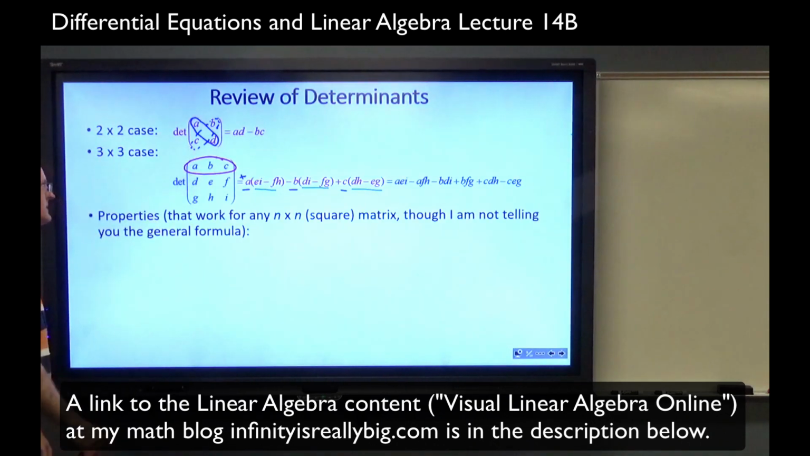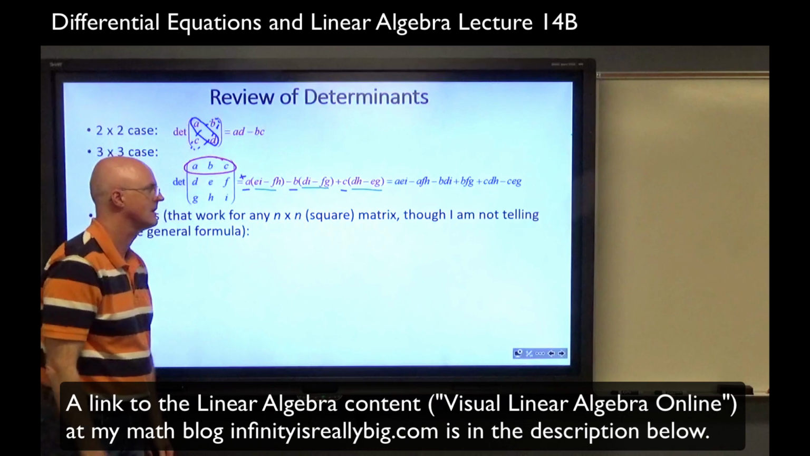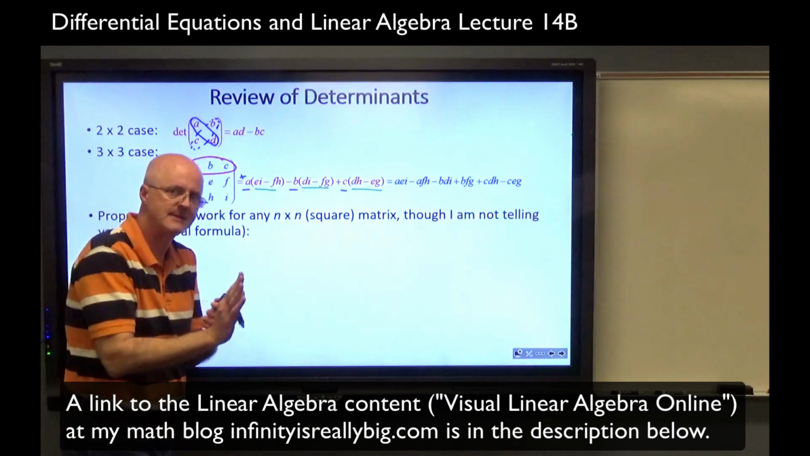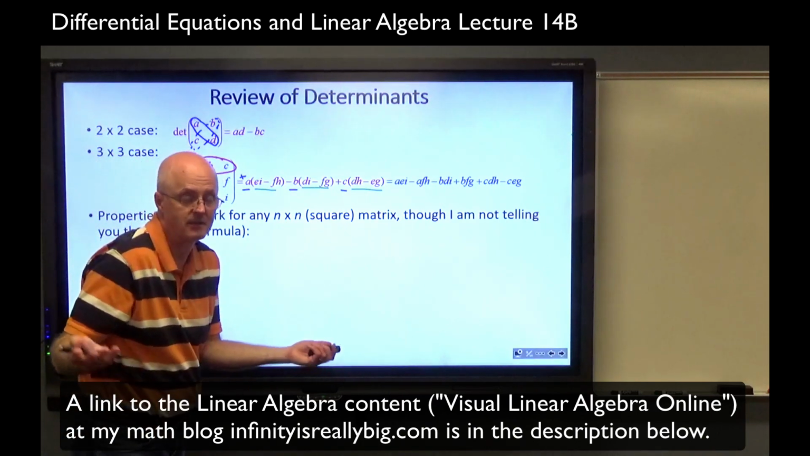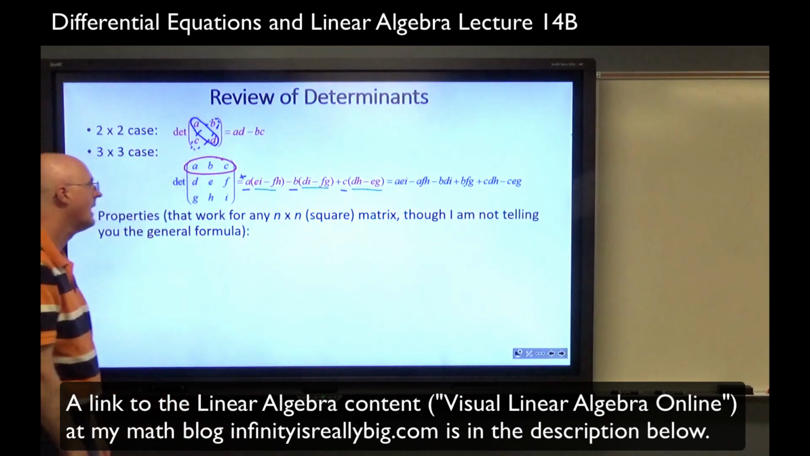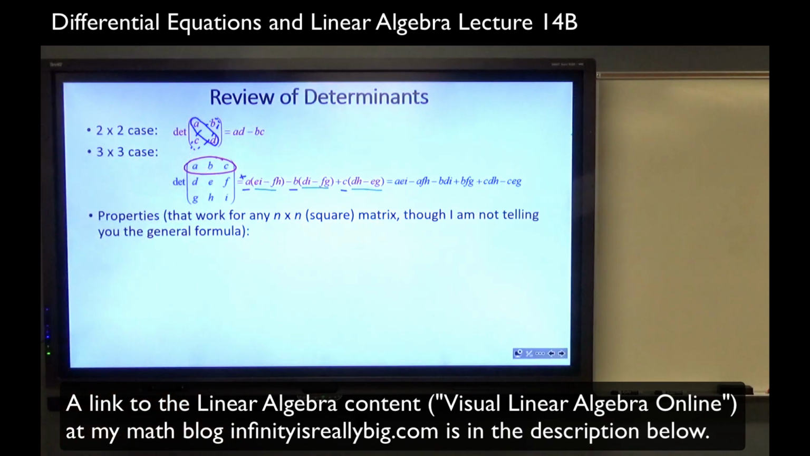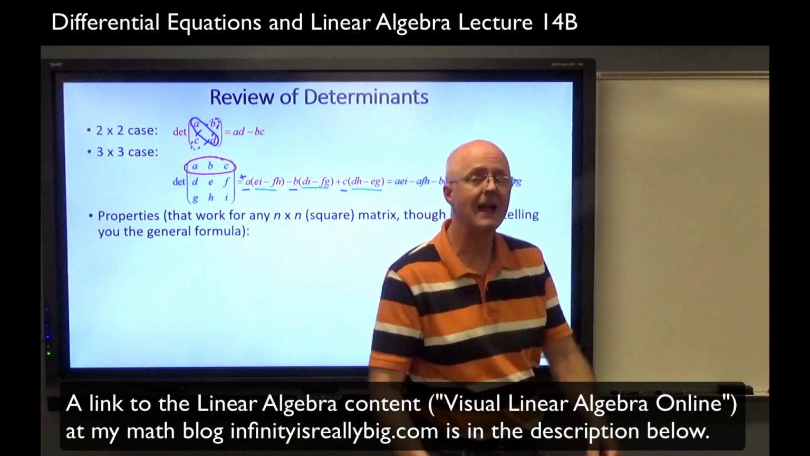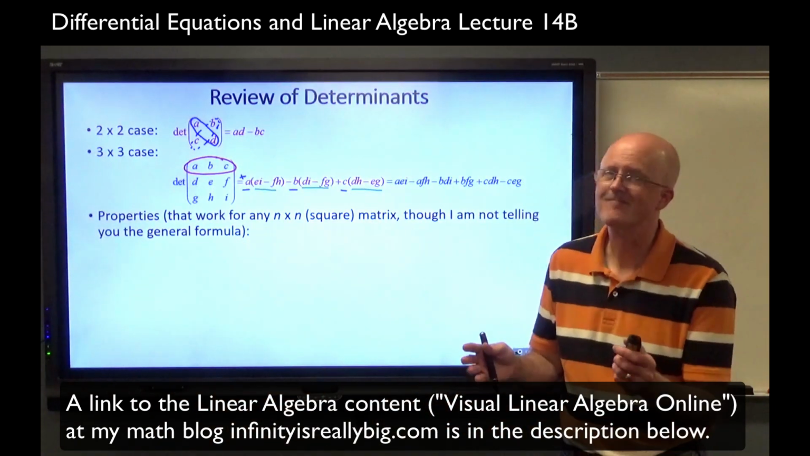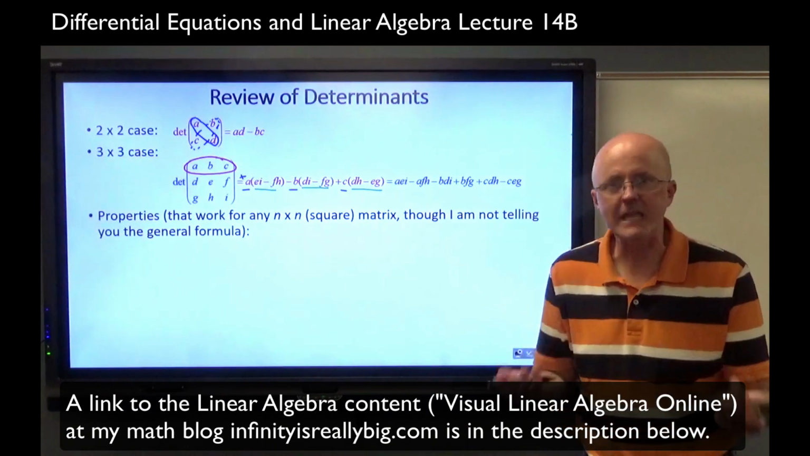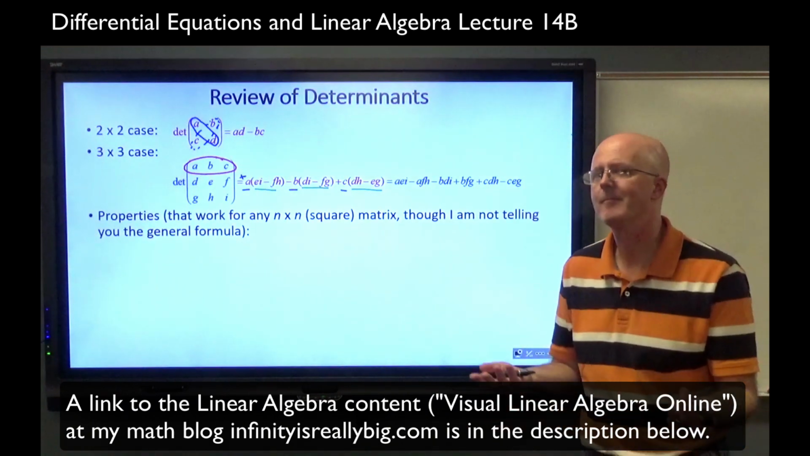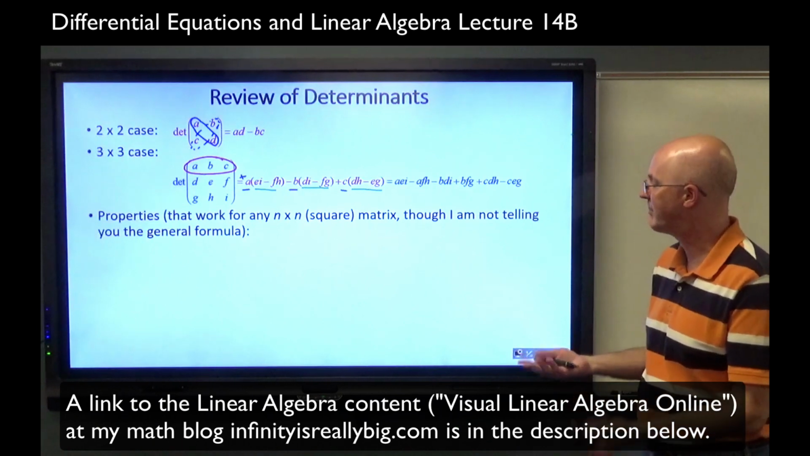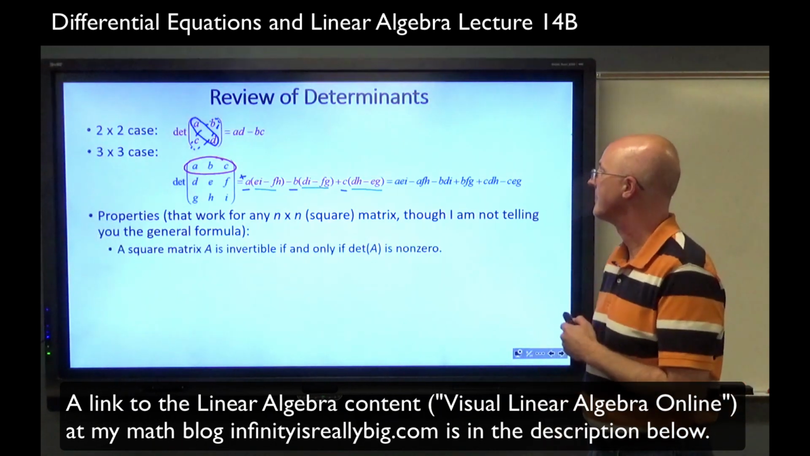Properties that I talked about in 13B that work for any square matrix of any dimension n by n. A matrix where the number of rows is the same as the number of columns is called a square matrix because it looks like a square. These properties hold even though I'm not telling you the general formula or the general procedure. Okay? It's not too hard to learn it. It's kind of just not of interest to us so much. You could learn it. But these properties are really what's more important.